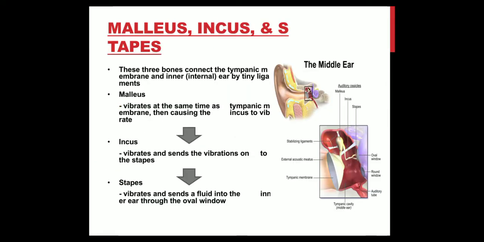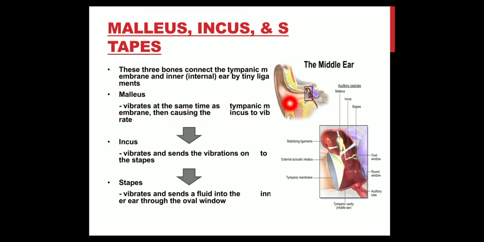Now let's move on and discuss the ear ossicles in detail: the malleus, incus, and stapes. Guys, these are the bones, and they help in amplifying the sound vibrations; they increase the intensity of sound vibrations. Here you can see these three bones connect the tympanic membrane and the inner ear by tiny ligaments. The malleus vibrates at the same time as the tympanic membrane, causing the incus to vibrate.